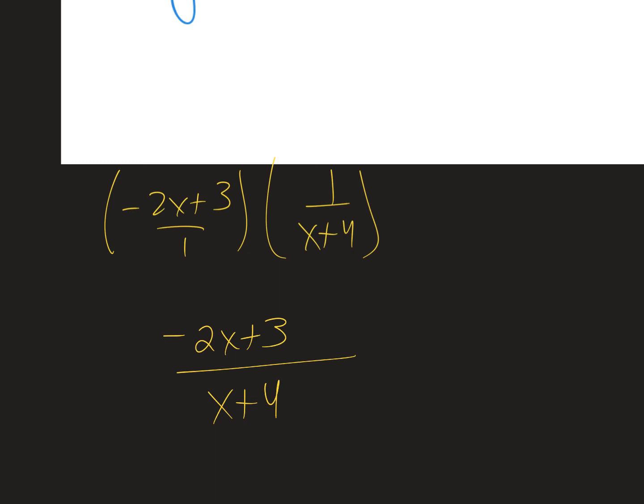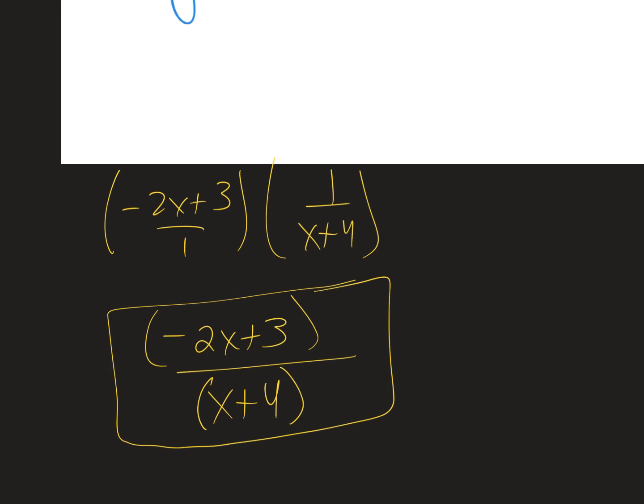Because why? They're not the same. Look, this in the bottom here is x plus 4. If there was another x plus 4, then you could. But remember, addition and subtraction signs glue our terms together. So this would be as simplified as possible.